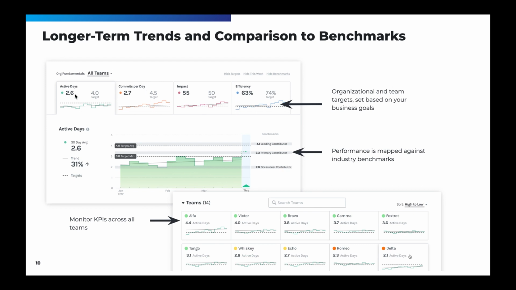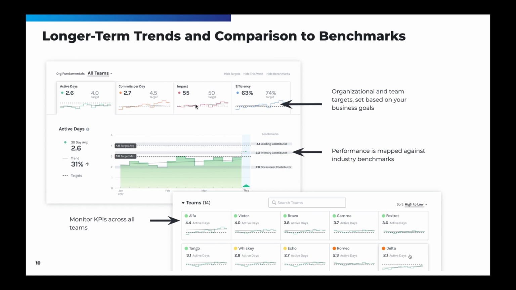What you see here is active days. This is any day where a team contributes code to the code base, commits per day. This is the frequency in which commits are made, again, following that philosophy of small frequent bites as opposed to saving up your work into one single large commit.